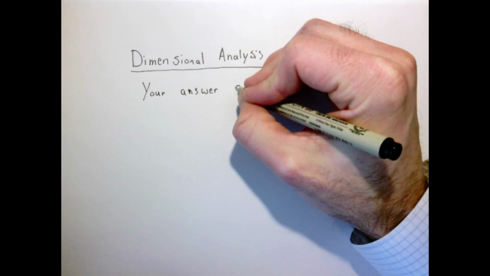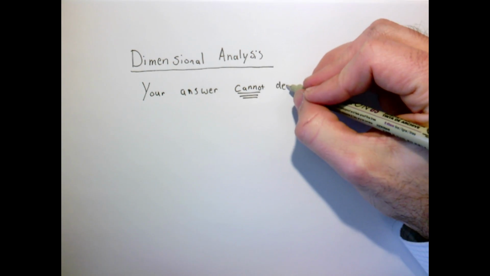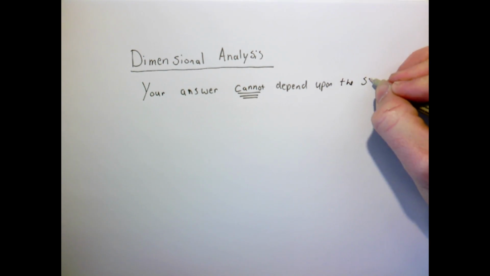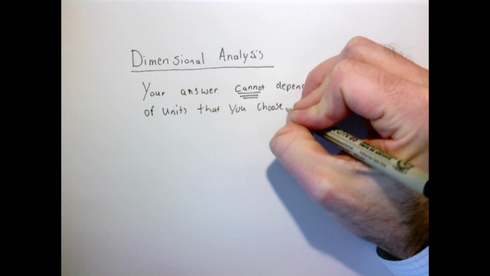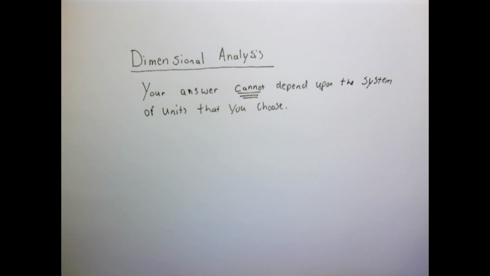Today we're going to discuss dimensional analysis. The key to dimensional analysis is this sort of obvious statement that your answer cannot depend upon the system of units that you choose. Units are man-made. We select what we want to call a kilogram or a meter or a second, and therefore physical results cannot depend upon those quantities. We'll give several examples here, but that's basically the key to dimensional analysis.